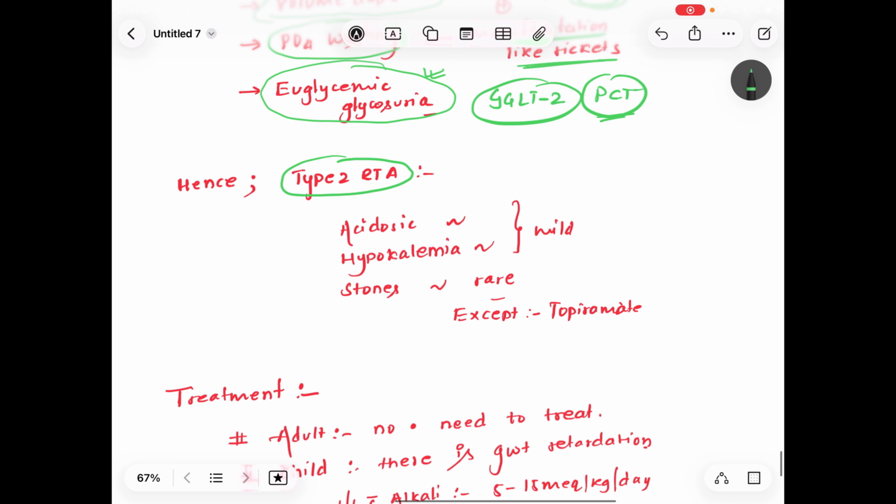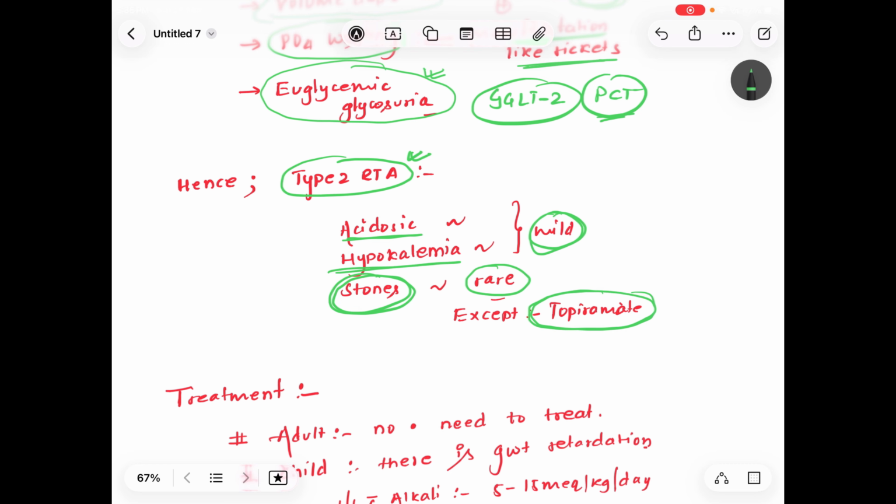proximal RTA, which is type 2 RTA, the acidosis is mild, hypokalemia is mild, stones are rare because acidosis is not very severe, which does not lead to calcium reabsorption. So this is also rare, except, this is a very famous question, except the patient is on certain drug like topiramate. In this, renal stone can be seen.